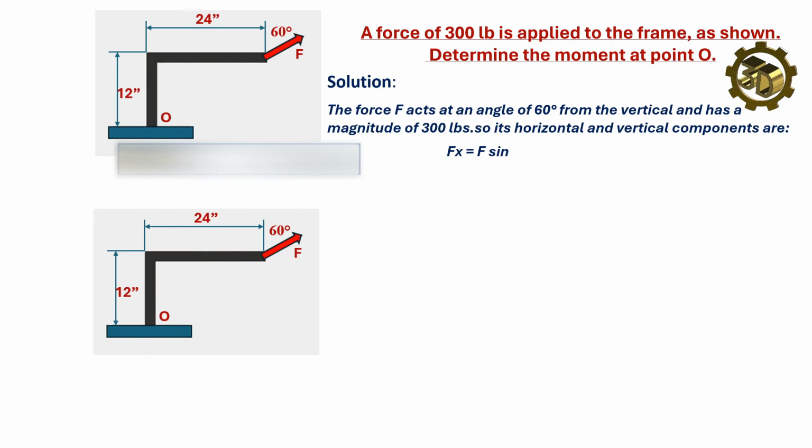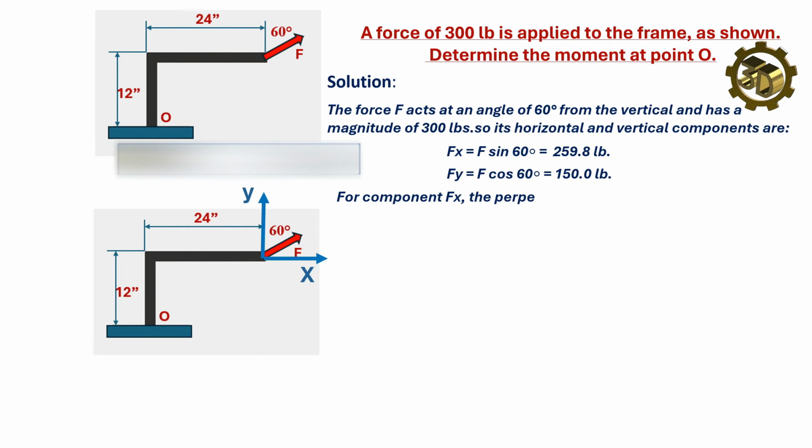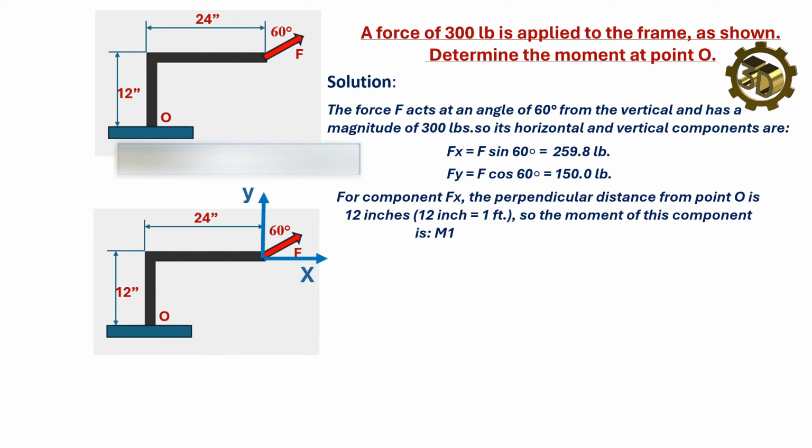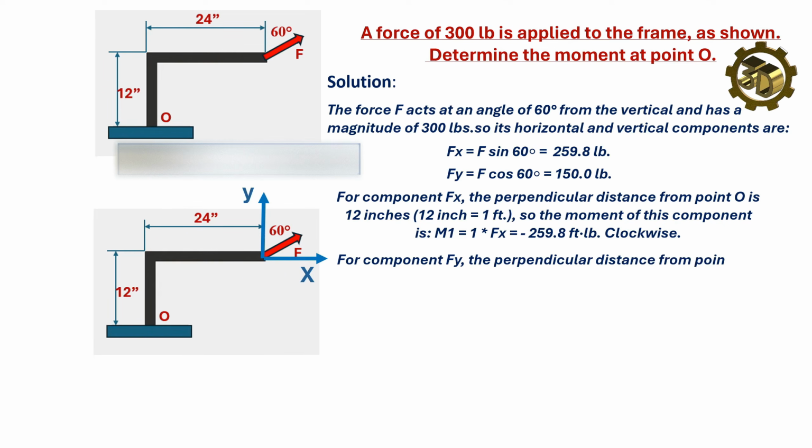Fx equals F times sin 60 degrees equals 259.8 pounds. Fy equals F times cos 60 degrees equals 150 pounds. For component Fx, the perpendicular distance from point O is 12 inches. 12 inches equals 1 foot, so the moment of this component is M2 equals 1 times Fx equals 259.8 foot-pounds, clockwise. For component Fy, the perpendicular distance from point O is 24 inches.